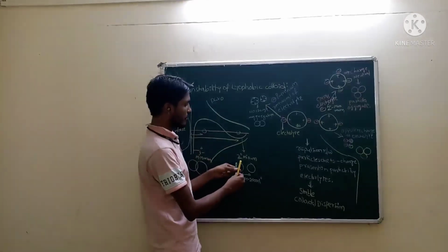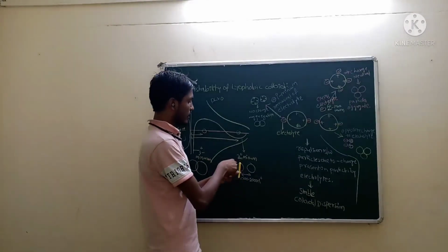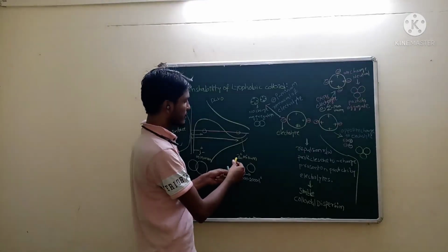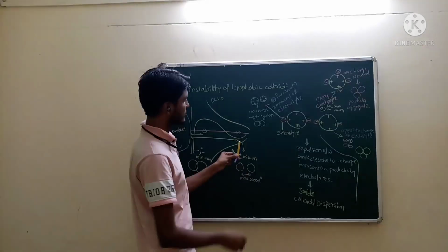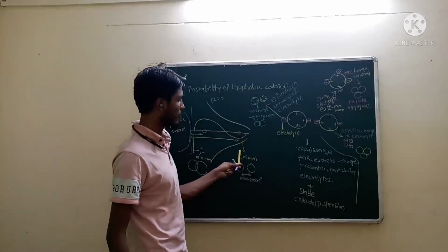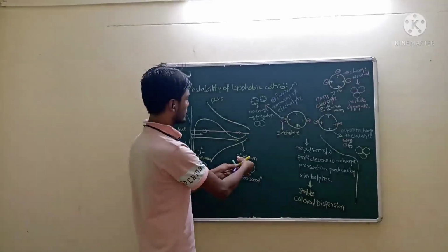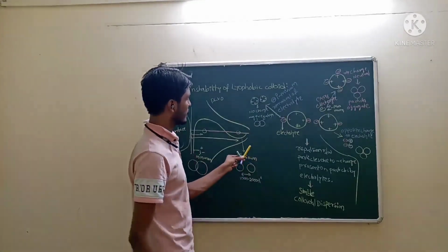In the secondary minimum, the particles are just at 1000 to 2000 distance. The particles are at a certain distance, which leads to the formation of floccules like this. The particles are just aggregated like this.